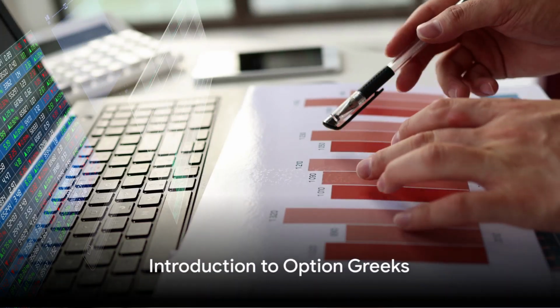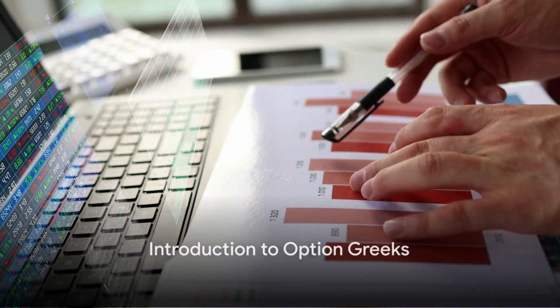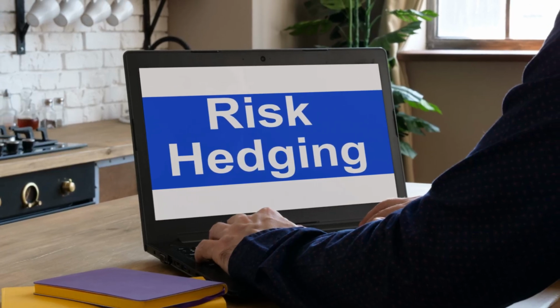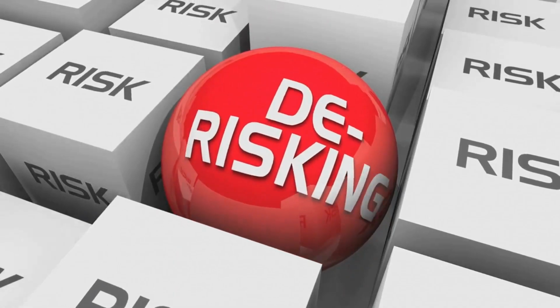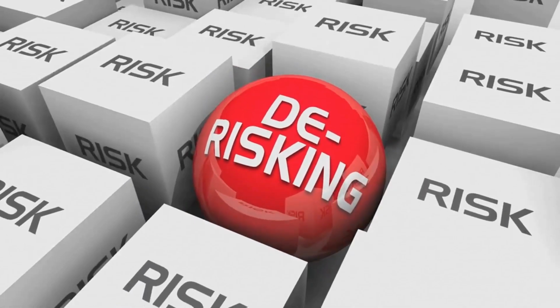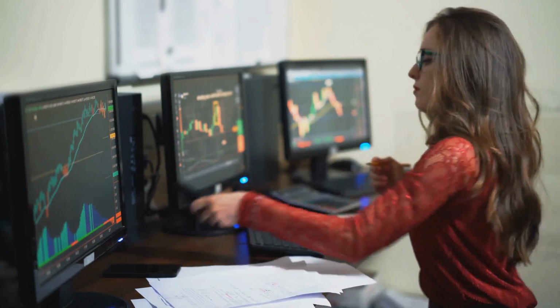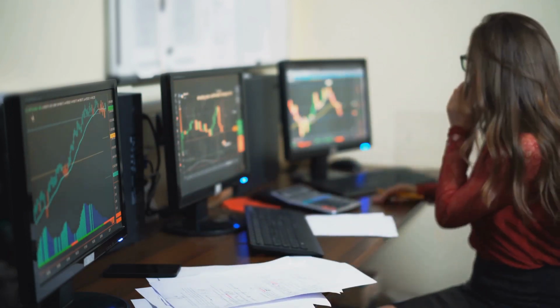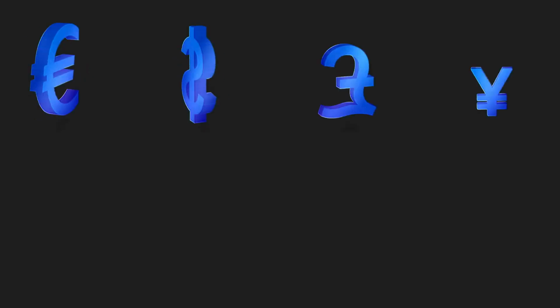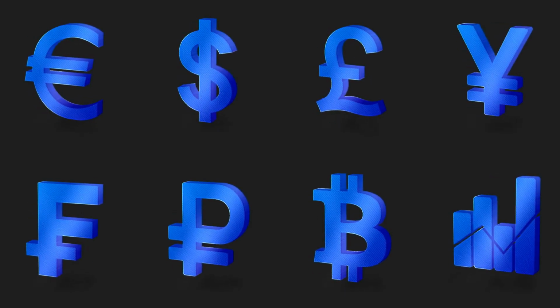Ever wondered how to measure the sensitivity of an option's price? Well, it's all about understanding the option Greeks: delta, gamma, theta, and vega. These are sophisticated tools that traders use to predict the behavior of an option's price in relation to various factors. Each Greek represents a different aspect of an option's price sensitivity.